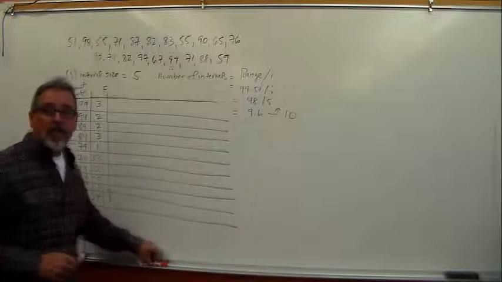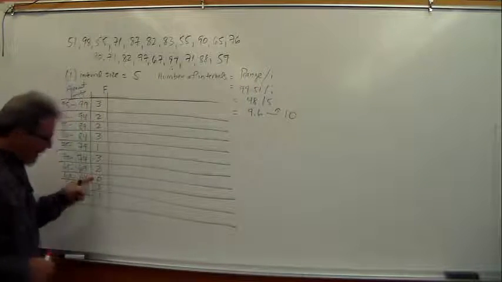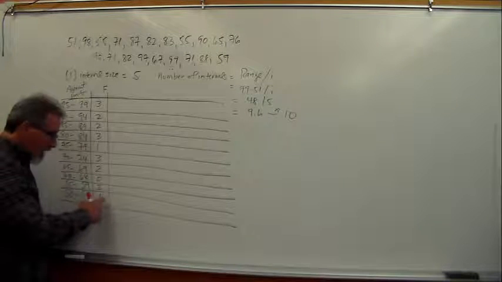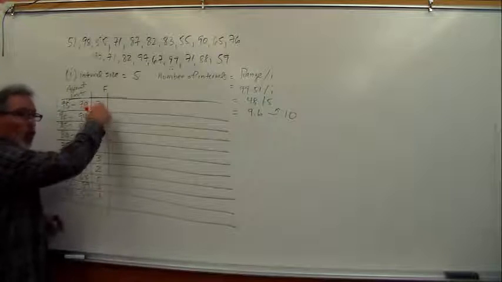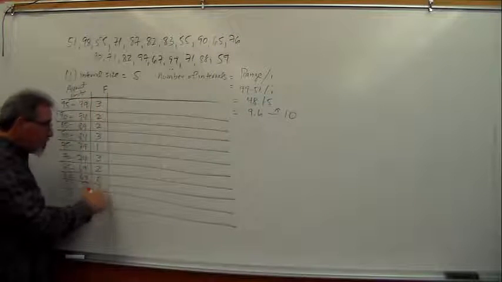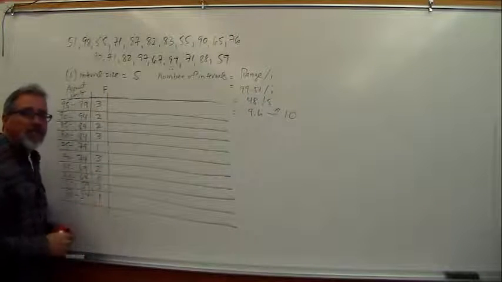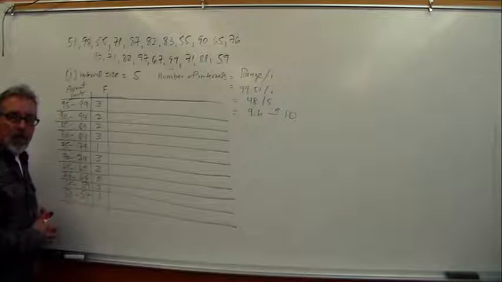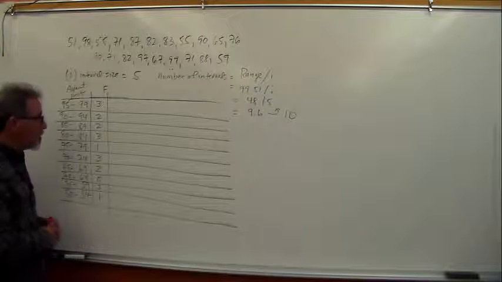Let me show you one other little secret rule right here. It's okay to have a zero frequency right in here, but not here. You can't have zero frequency here or here. If you have zero frequency in either of those intervals, you didn't need that interval, and you don't really have 10. You must have messed up somewhere along the line. Okay, so that's our frequency.